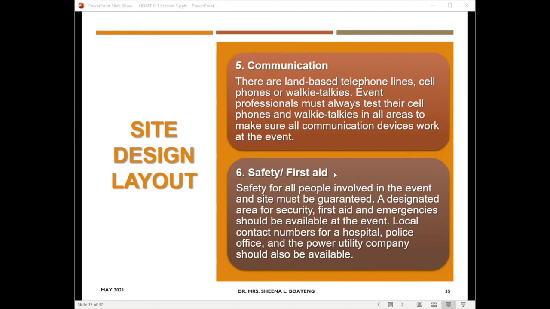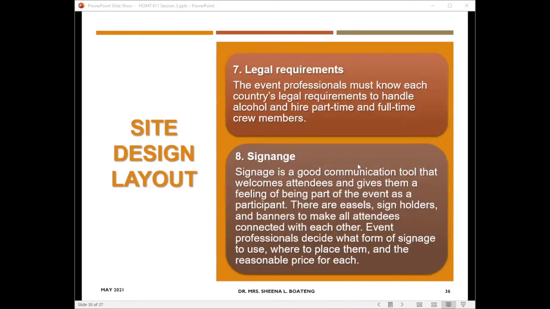Anyway, so that's it for safety and first aid, right? And then we can also talk about legal requirements. Like I said, depending on the law in the country or the state or the location that you're organizing the event, there are certain rules you have to follow. And these rules should be factored into the layout and plan of the event.